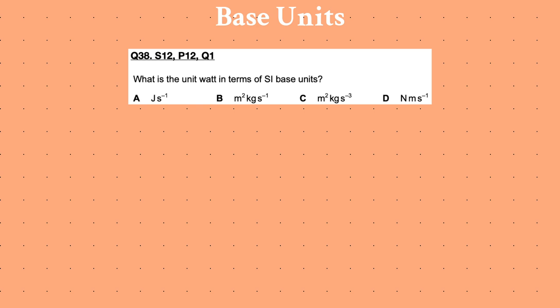Let's start with this question. This is summer 2012 paper 1-2 question number 1. What is the unit watt in terms of SI base units? Now I know that watt is the unit of power, and the formula for power is work done over time or energy over time. Now let's say I do not remember the base units of energy. By the way, you should remember these because energy is one of those quantities that appears a lot in the formula for other quantities as well. I do remember it, by the way, and the base units for energy are this.